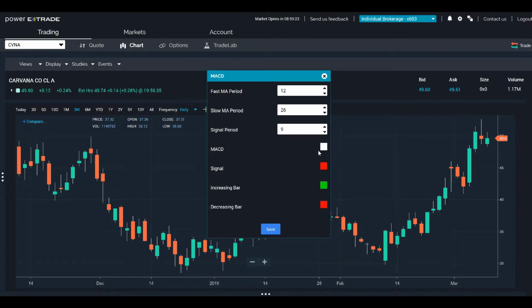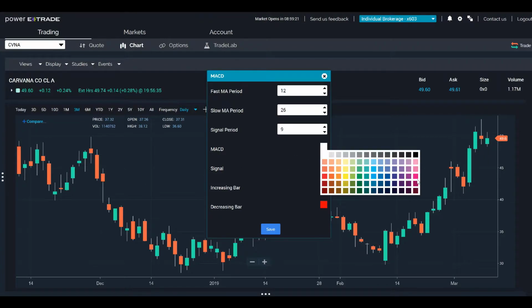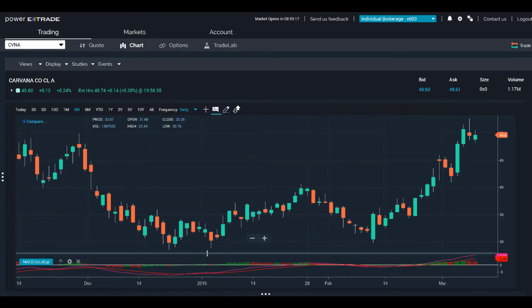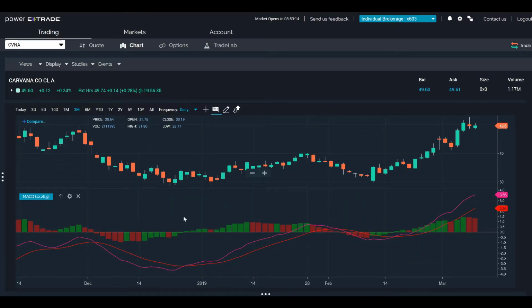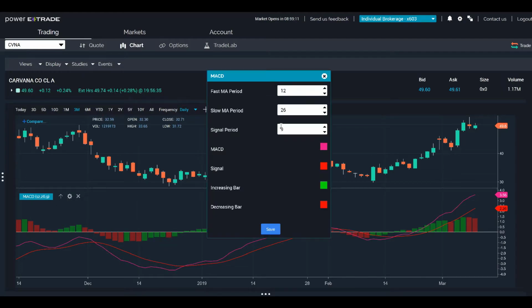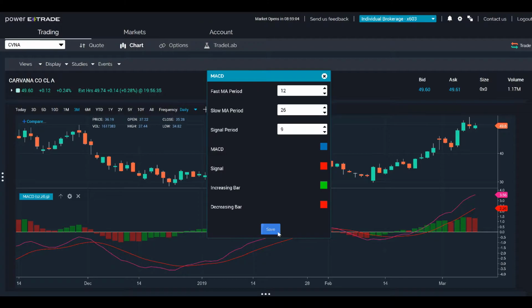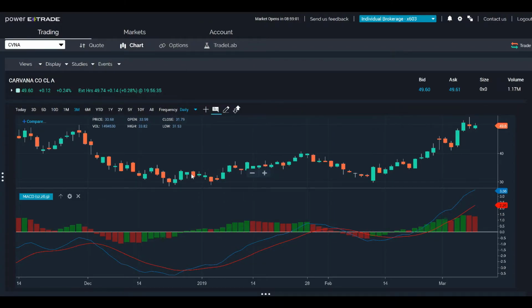The MACD is white. It's the MACD, the Mac Daddy. Let's make it pink. That's a little too close to red, so I changed my mind. Let's just make it blue. That's a cool color, right? So we made the MACD blue.